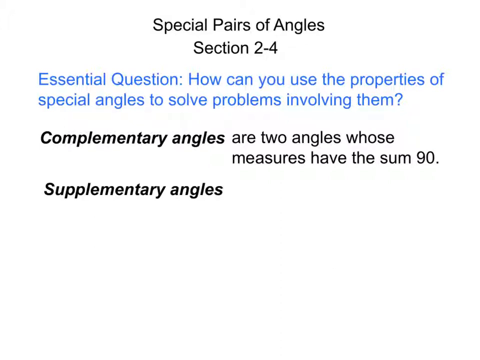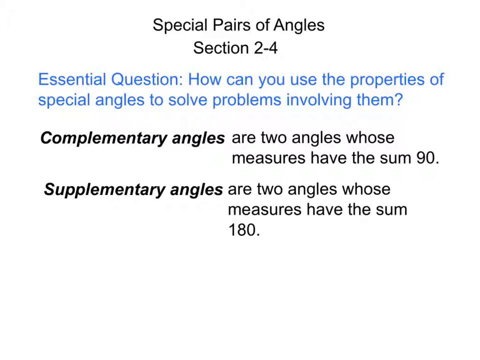The next of these special angles are called supplementary angles. Supplementary angles are two angles whose measures have the sum 180. And much like with complementary angles, if you've got two angles that are supplementary, they are referred to as supplements of each other.